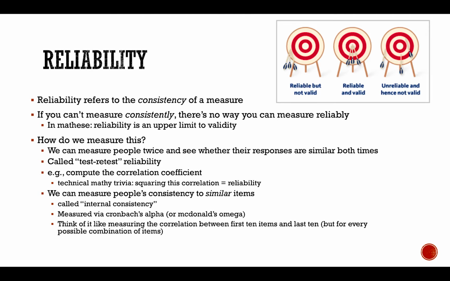So how do we measure this? Well, we can do what's called test-retest reliability, where we measure people twice and then correlate their responses to see whether their responses are similar both times. Now, technically, if I remember right, the reliability coefficient is actually the squared of the test-retest reliability, or the correlation between time 1 and time 2.